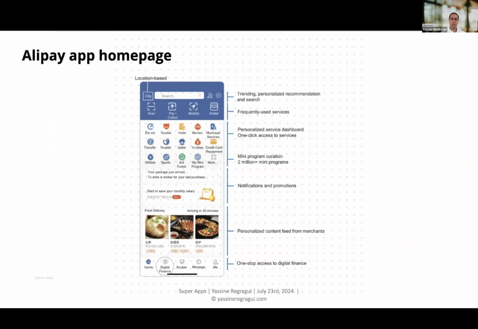So the homepage, basically, here it looks like a mix of English and Chinese, and it's the same case when you open Alipay. But here you can see on the top, you have a localization. For example, if you're located in Paris, it will indicate that you are in Paris. You have, let's say, the frequently used services that are highlighted first. You have some advertisements, some promotions, and some personalized content.